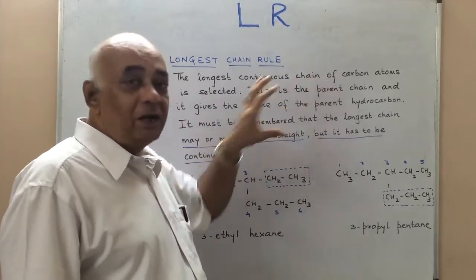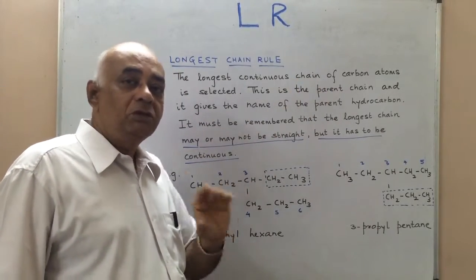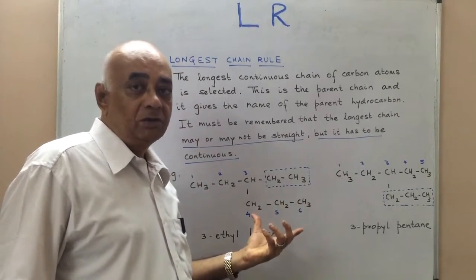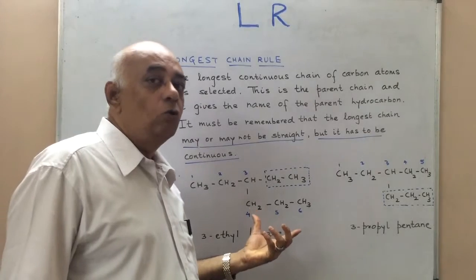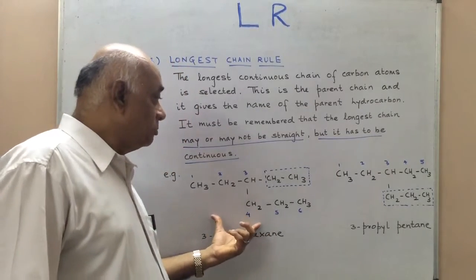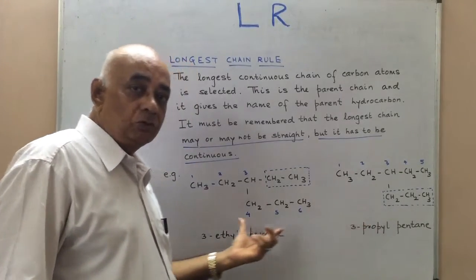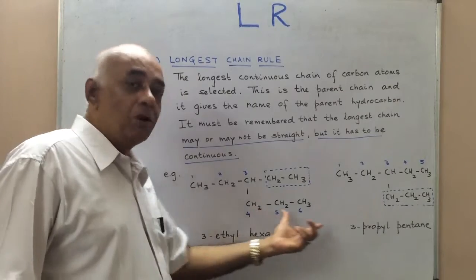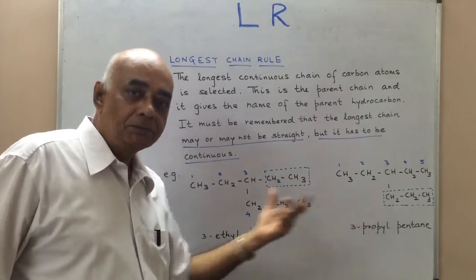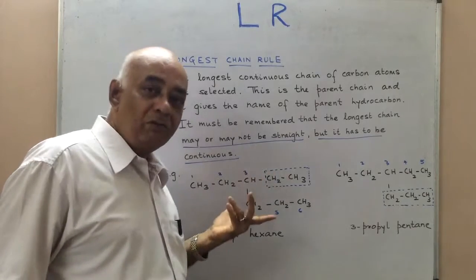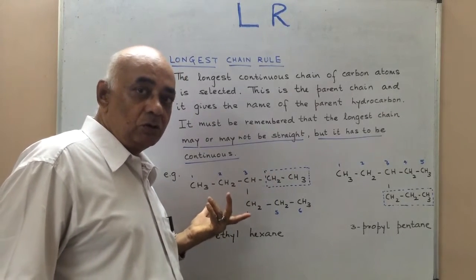In order to understand this rule, which is very simple to follow, an example has been given. Let us now look at this example. The same structures are shown. Two compounds having the same structure, written twice. We have numbered them from left to right. You could number them from right to left also, depending on the rule.